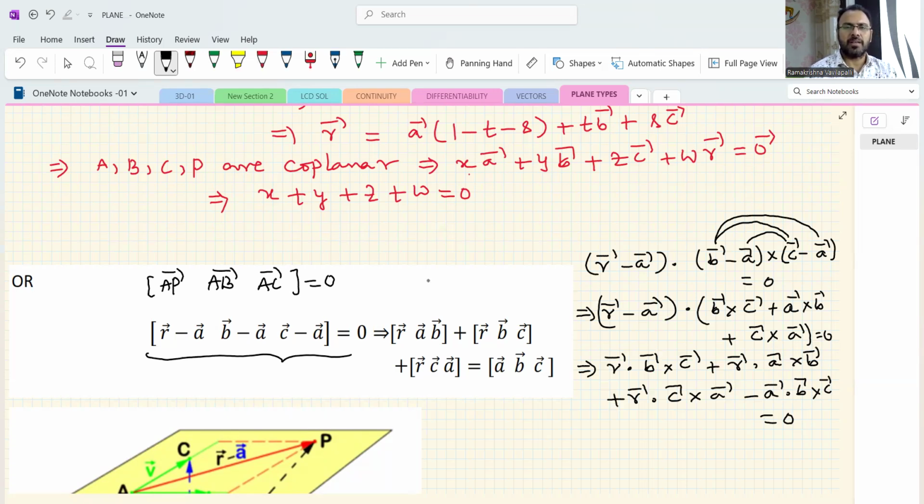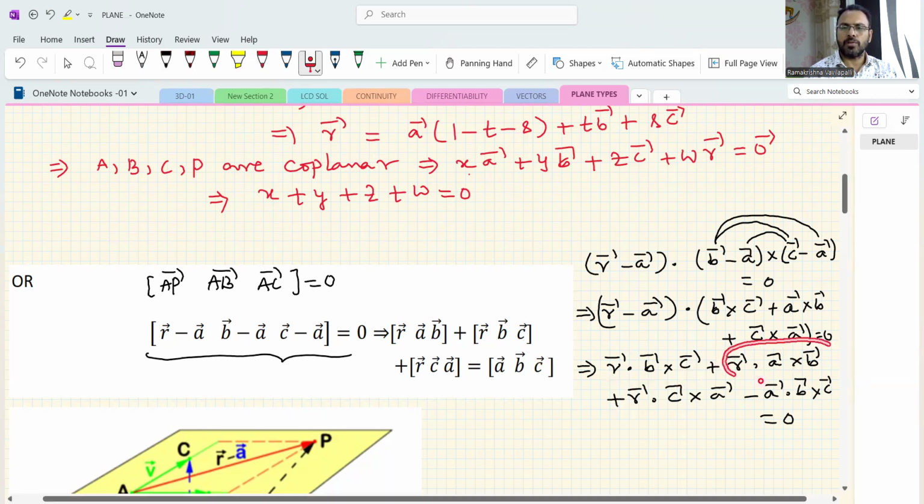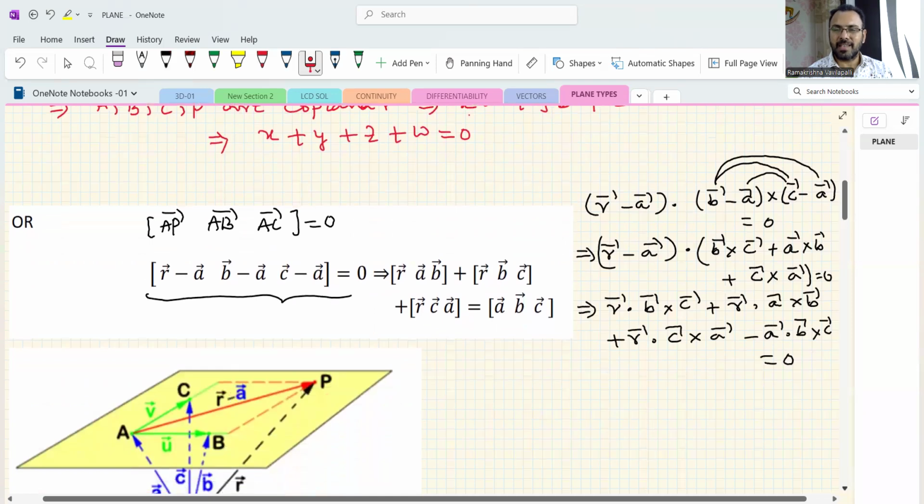So now we got this result. This R bar dot B cross C is nothing but box RBC. This is box RAB. And this is box RCA. And this is box ABC. We have proved this result. Then you may have a doubt: how can we use this concept in the coordinate system? When they give 3 points, how do we find the equation of the plane containing all those 3 points?